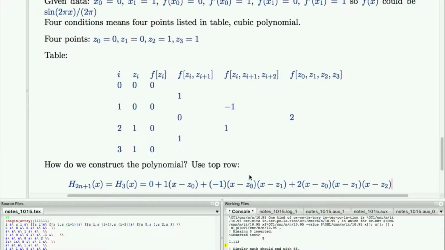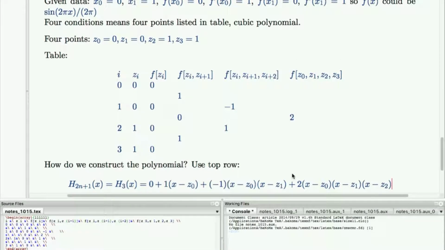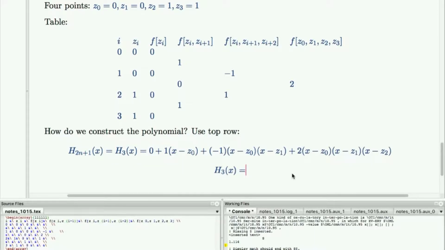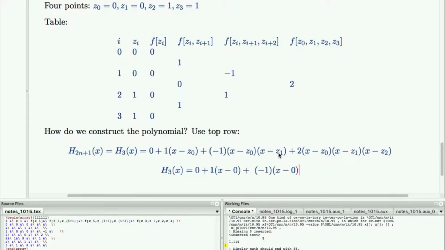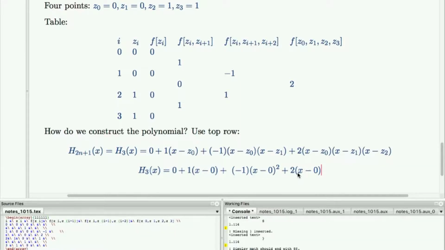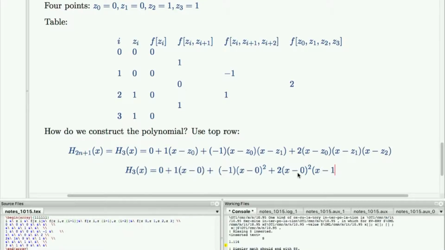But now you take into account what these values actually are. So if I simplify to a point, so that's going to be x minus 0 plus minus 1 times x minus 0. And this value is also 0. So z naught and z1 are the same. So I get x minus 0 squared, and then 2 times x minus 0 squared times x minus 1, because that's what z2 is. Okay. And then the polynomial can be simplified from there.